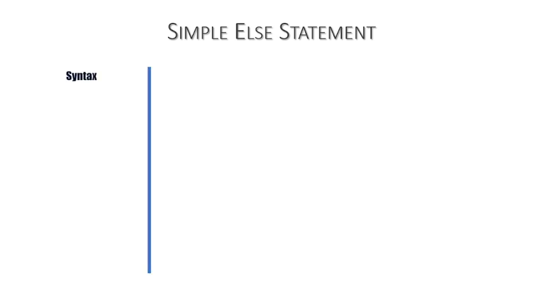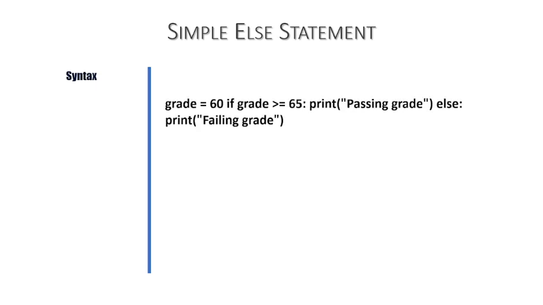Second comes the simple else statement. That means if and else. So if I talk about the previous example, grade is 60 and it is checking if grade is greater than 65, print passing grade, else print failing grade. So it gives the option to the programmer that it can label the grade of the students.